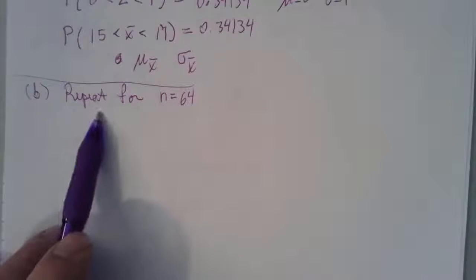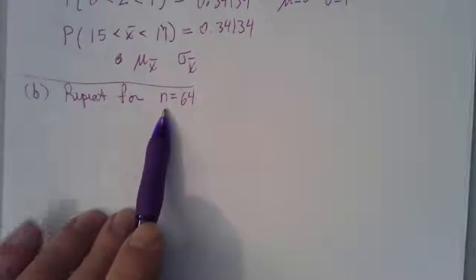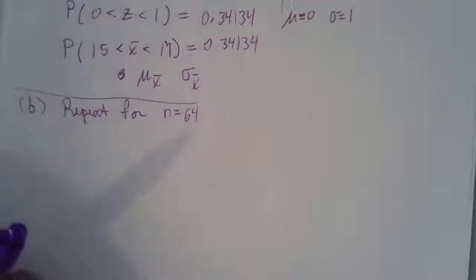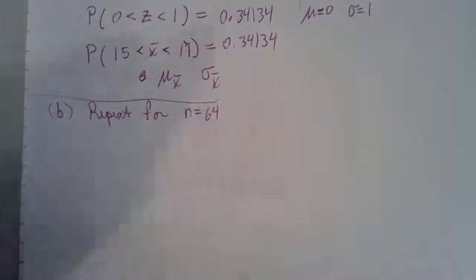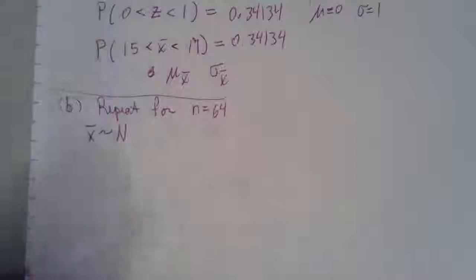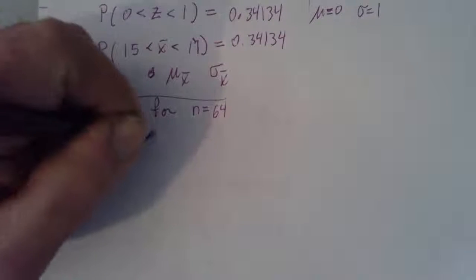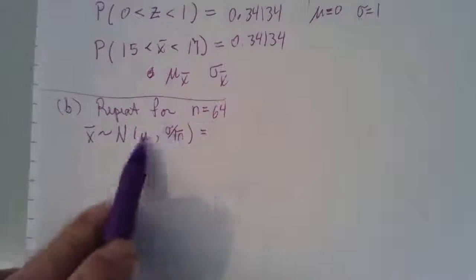Now in part B, we want to repeat these calculations, but this time use a sample size of 64 rather than the earlier sample size of 49. All right, that means that we're going to need to know how x bar is distributed. Once again, we're working with sample sizes more than 30, so unless there are skew or outliers, we expect this to be normal, with a mean of mu of the original population and a standard deviation of sigma over root n. Let's get those new values.